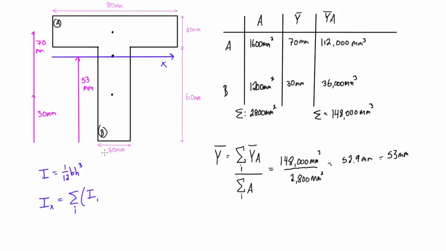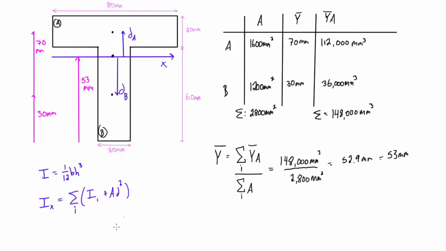So that would be one-twelfth base times height cubed if we're dealing with rectangles, and then we just add in plus A d squared, and d is just the distance from the cross-section centroid to the composite centroid. So for section B, let's draw a straight line. For section B, this is going to be our d, and for section A, this is going to be our d distance. So we would call this dA and dB.